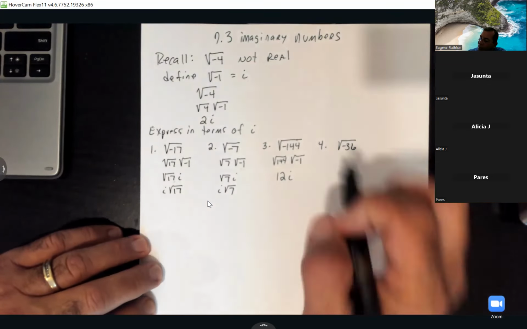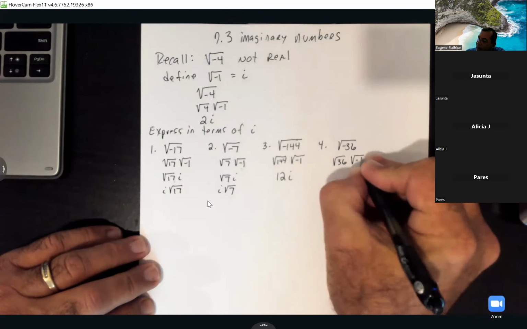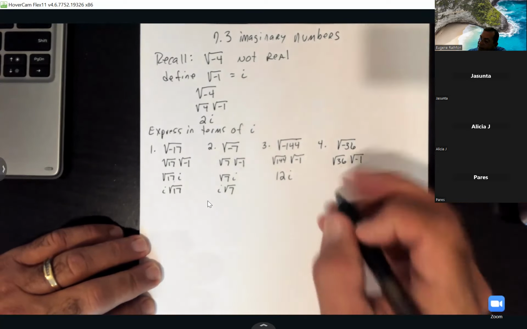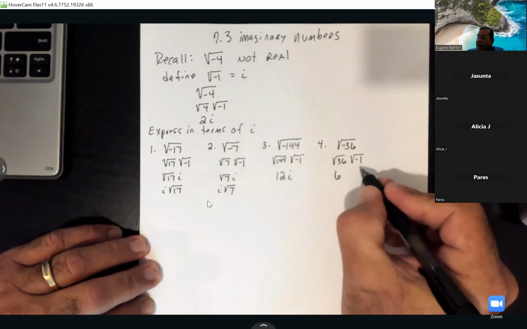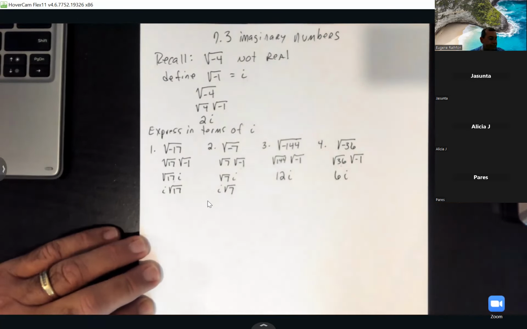So 36 is a perfect square. So I'm going to make that a square root of 36 times the square root of negative 1. Square root of 36 is 6. And then we'll replace the square root of negative 1 with our i.